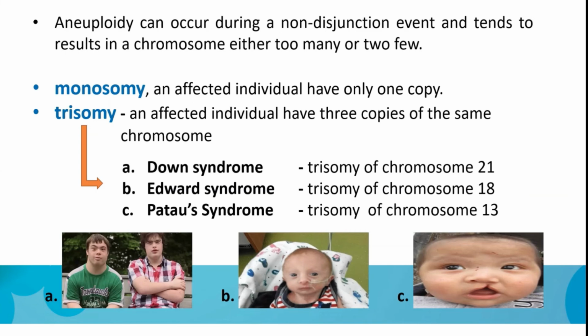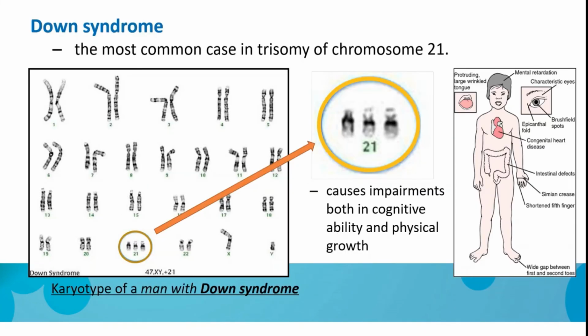Examples of trisomy include Down syndrome, Edwards syndrome, and Patau syndrome. Down syndrome is the most common case of trisomy. Trisomy occurs in chromosome 21. Shown in the picture is the karyotype of a man having Down syndrome. When you look at chromosome 21, we can clearly see that there are 3 copies of the same chromosome. This disorder causes impairments both in cognitive ability and physical growth, making affected individuals have a higher risk of some health problems.